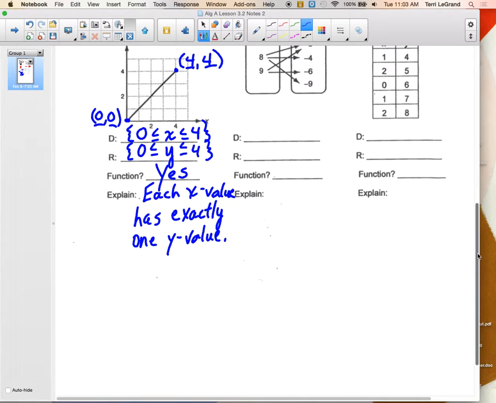If you have a function, you don't have two points on one vertical line. There you go. Any vertical line you would imagine going through that graph would not have more than one point on it, would it? Okay, good job. Okay, let's look at the next one.